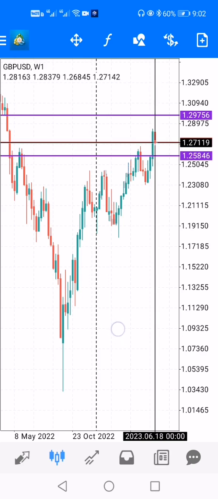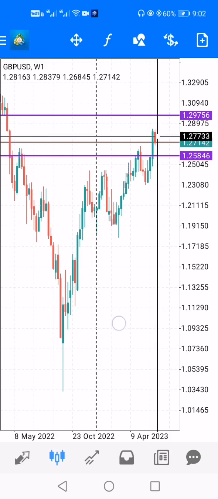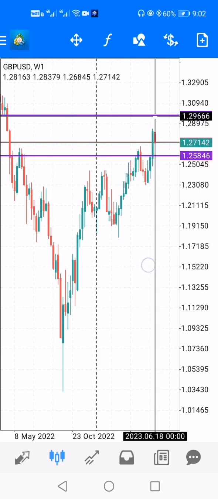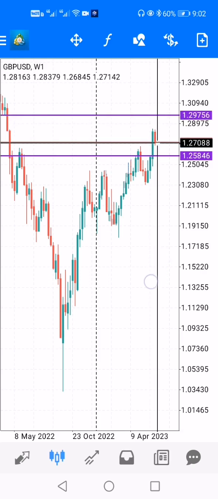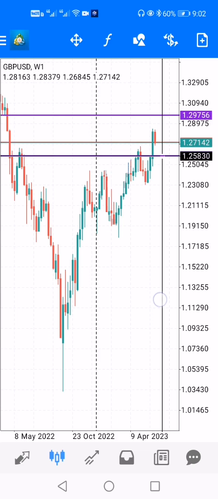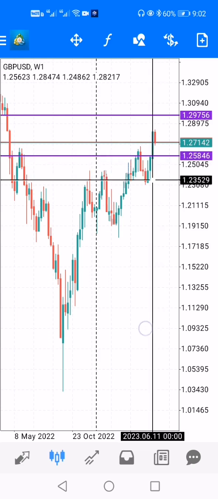So the bullish momentum, if it comes to be on this weekly chart, we can see that price will trade into this level. This level will be the target, and if it's bearish, this level over here will be the first target ahead of this level.